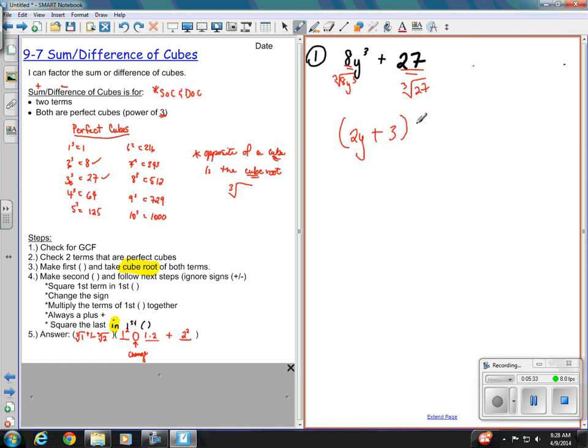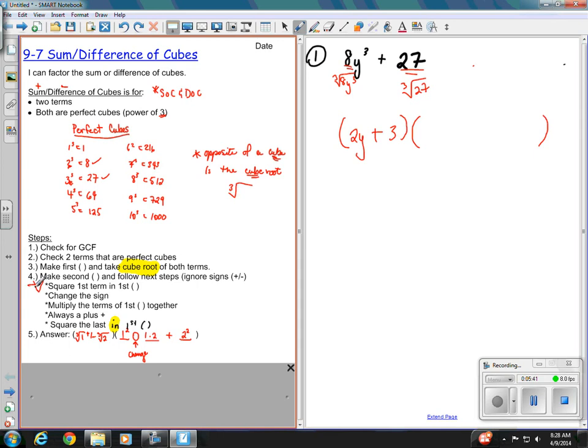Now on that same line where we skipped some space, I'm going to make my second parenthesis. We have to make it big enough for 3 terms. It's going to be a trinomial. So now we're going to follow these steps right here at step 4.